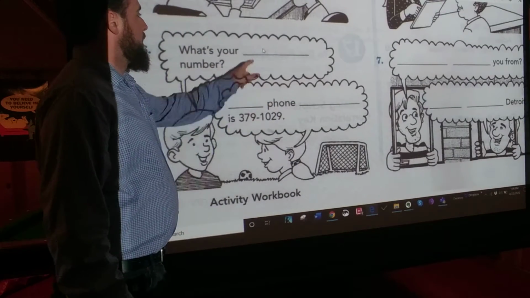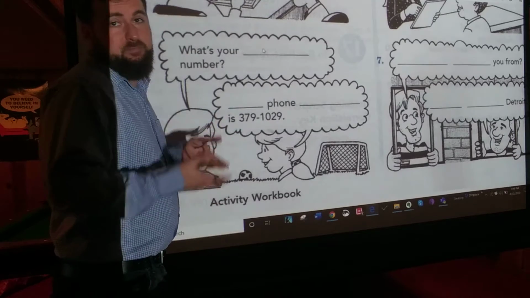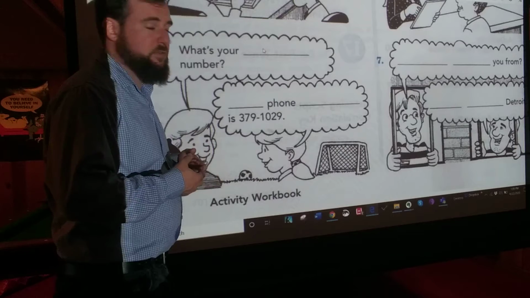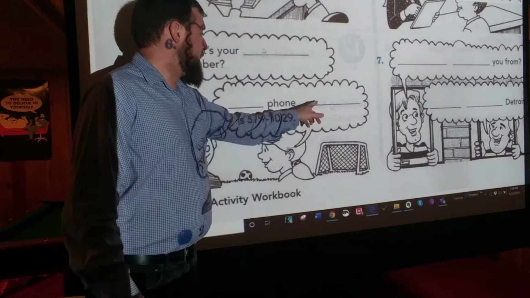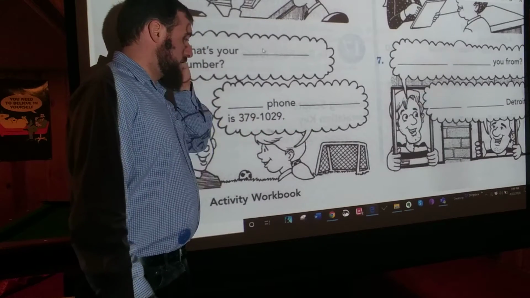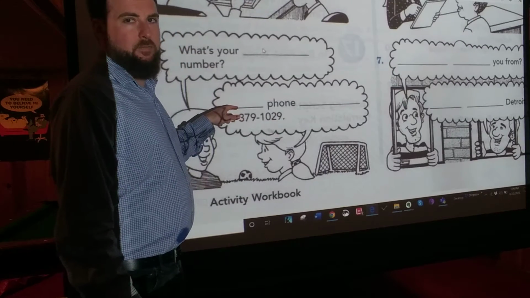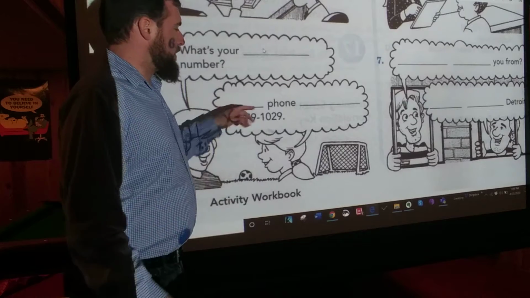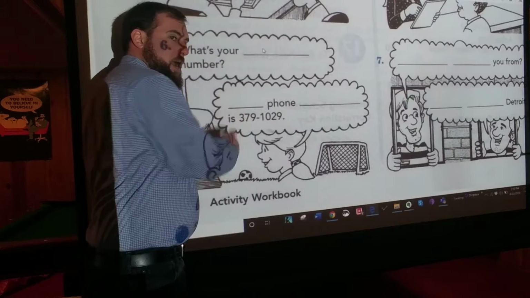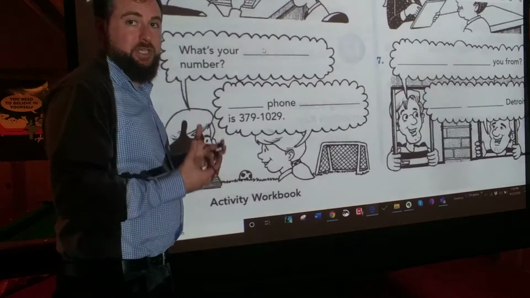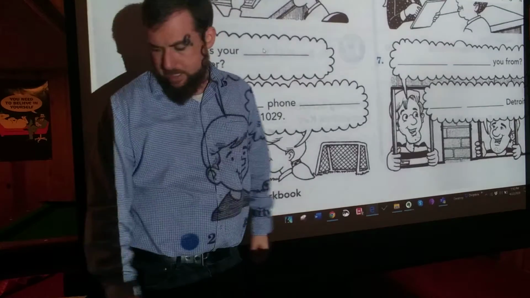What's your phone number? Or if you want to write telephone, that's fine, but why do the extra work? We can just do phone. My, M-Y, phone number is 379-1029. And I've seen students sometimes write me phone number. Be careful you don't do that. Those are two different words. Here we need to be using the word my, M-Y, okay? That shows possession. That's a possessive. It shows ownership. My phone number. Okay?